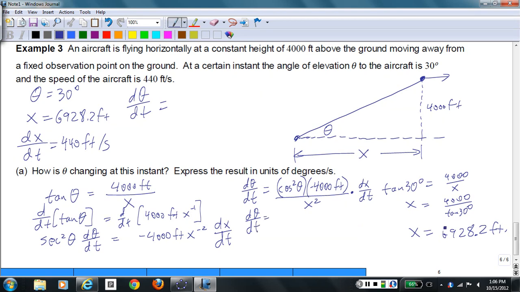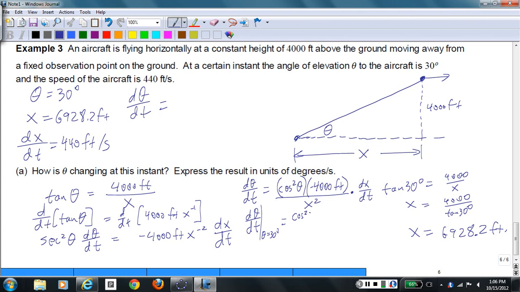So d theta dt. And if I had a little bit more room, I could be a little bit more careful. D theta dt at the specific value, I'm going to be more careful even though I don't have more room. Theta equals 30 degrees. And dx dt equals 440 feet per second. And x equals 6,928.2 feet. I don't have room to put all that in there, so I'm going to be cavalier.